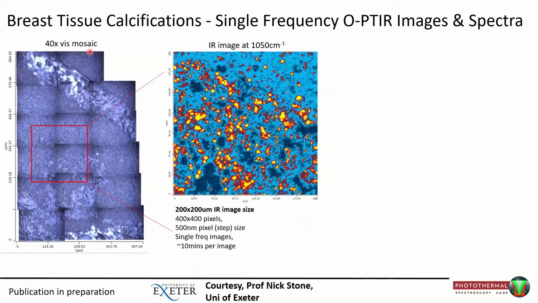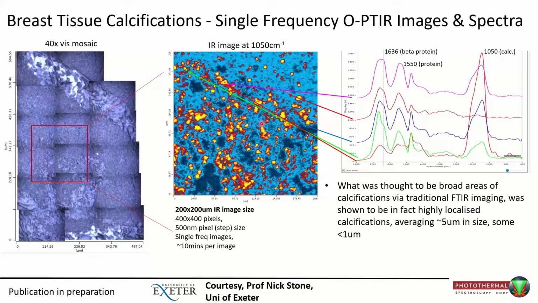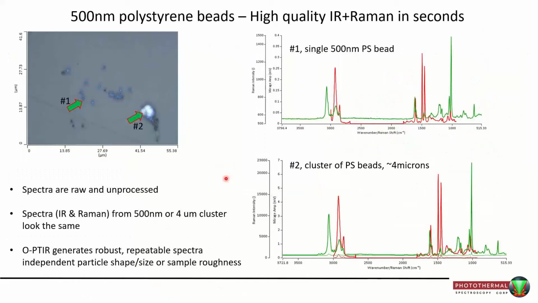These were some breast tissue calcifications, some of them about half a micron, about 5 microns in size on average. Hence, they were actually missed by traditional FTIR.